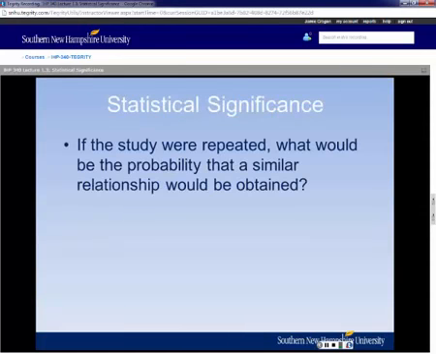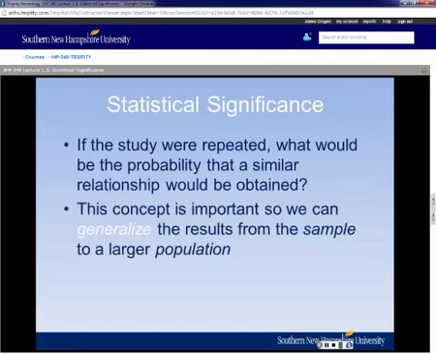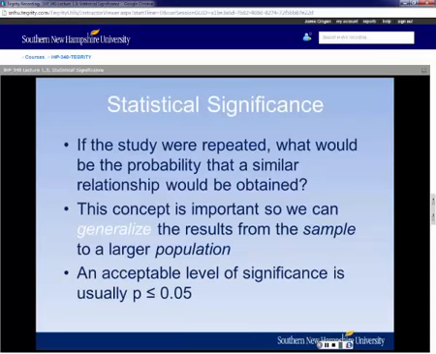This is where statistical significance comes into play. What is statistical significance? Well, if a study were repeated, what would be the probability that a similar relationship would be obtained? This concept is very important because we are trying to generalize the results from the sample to the population. And of course, we don't want to be wrong. An acceptable level of significance is p less than or equal to 0.05. And so we need to talk about what this actually means.